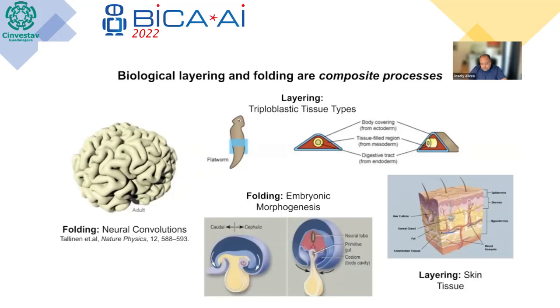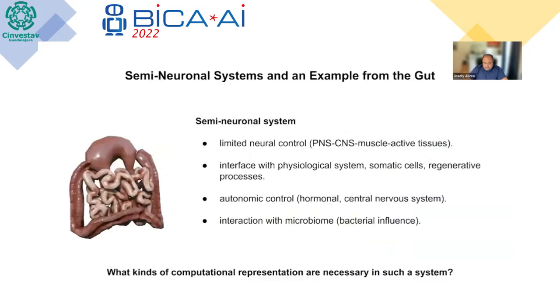We also see folding and layering in embryonic morphogenesis. So at the bottom, we see an embryo where things are folded and layered and they form different parts of the adult morphology. We also see the flatworm, which has an incredible capacity for regeneration, where there are these embryonic tissue types that become the cells. That's important not only in development, but regeneration. And even in your skin, you have layers of skin that interact. It's very important in wound healing, for example, that those layers are regenerated in a certain way and that they maintain their integrity.